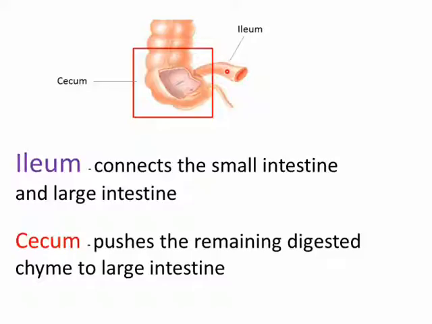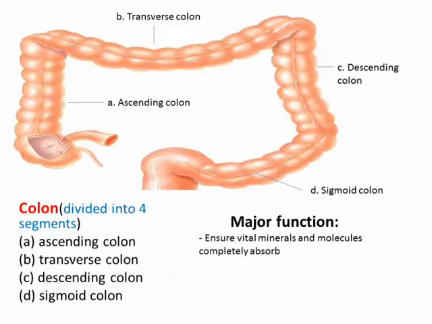The ileum of the small intestine is connected directly to the small portion of the large intestine, which is known as the cecum. The cecum is a small pouch which plays the role of receiving the digested chyme from the ileum of the small intestine into the large intestine, then to the ascending colon. The colon makes up the major part of the large intestine.